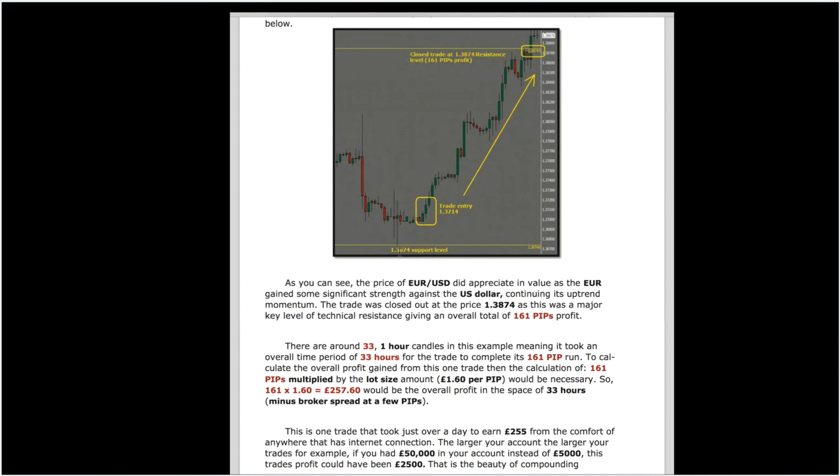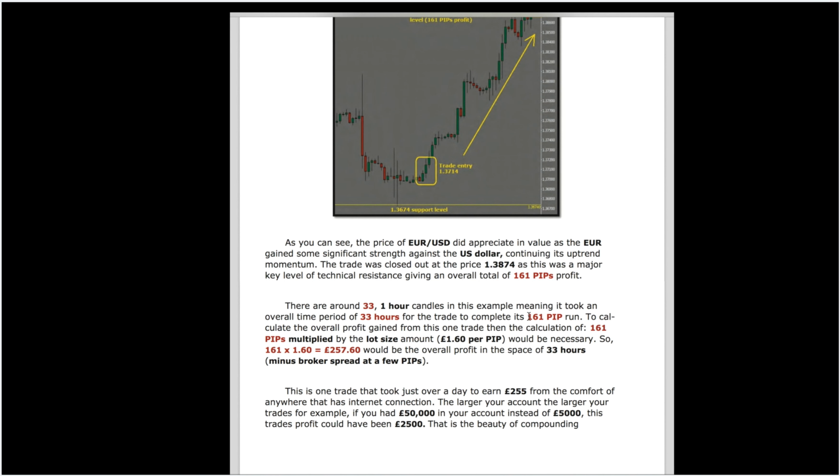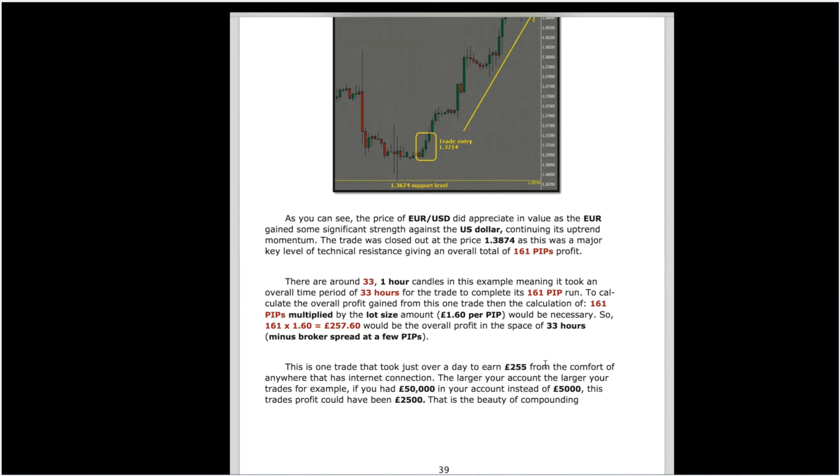Now this is still the hourly time frame, and there's 33 candles here. So this is 33 hours, just over a day, to do 161 pips. So remember, we entered at £1.60 per pip. So 161 pips multiplied by the lot size of £1.60 equals £257.60. That's the profit on a 5k account. Obviously, we didn't let it run to 180. So off the top of my head, that is around a 5.5% gain on the £5,000 account.